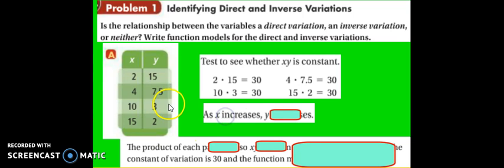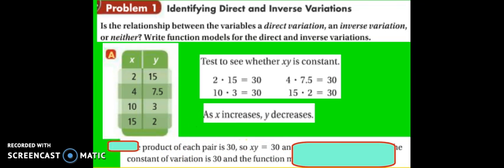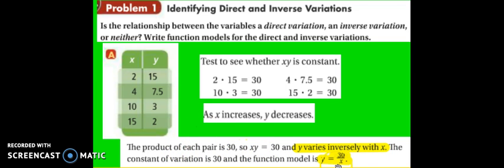So as x increases, my y decreases. They're going in opposite directions, and my constant of variation is all the same. So my product is 30. So they're inverse variation. So my formula is y equals 30 over x.